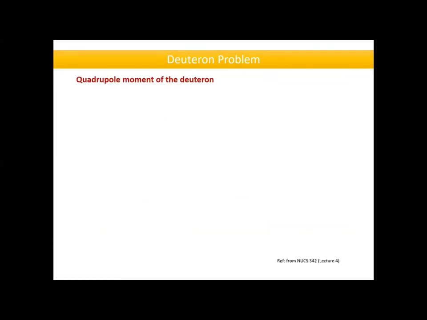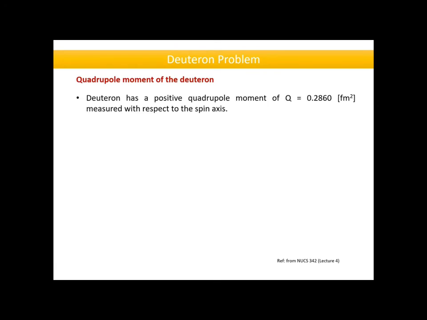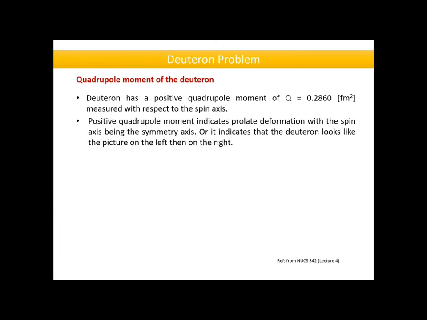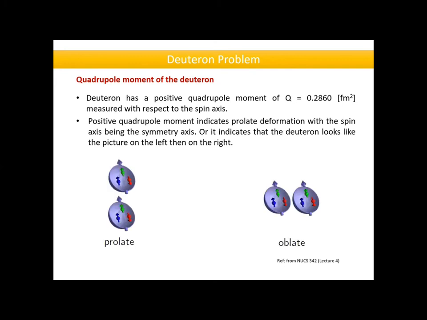Now, quadrupole moment of deuteron. Deuteron has a positive quadrupole moment, that is 0.2860 per meter square, measured with respect to the spin axis. So the positive quadrupole moment indicates a prolate deformation with respect to the spin axis as the symmetry axis, or it is like the picture on the left and on the right.